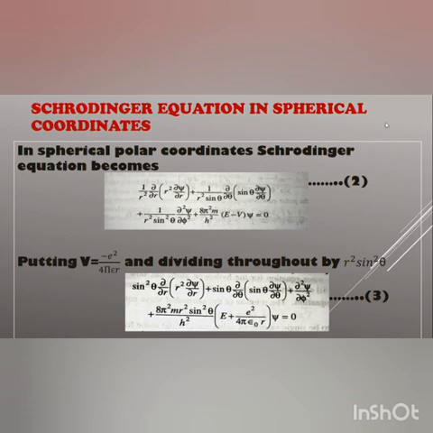As you see in this equation 3, this equation consists of three variables, that are theta, r and phi. So in order to solve this kind of equation, we use the technique of separation of variables.